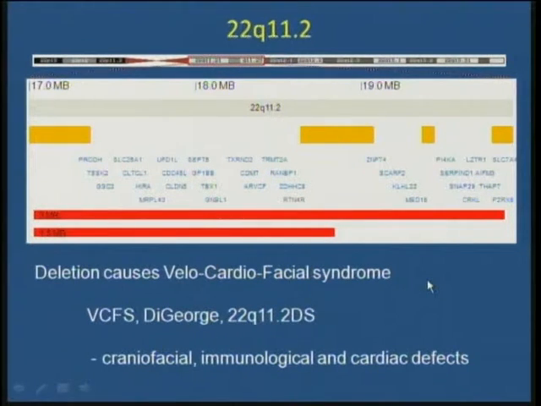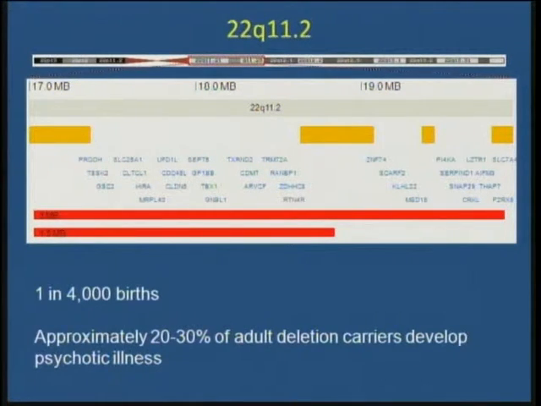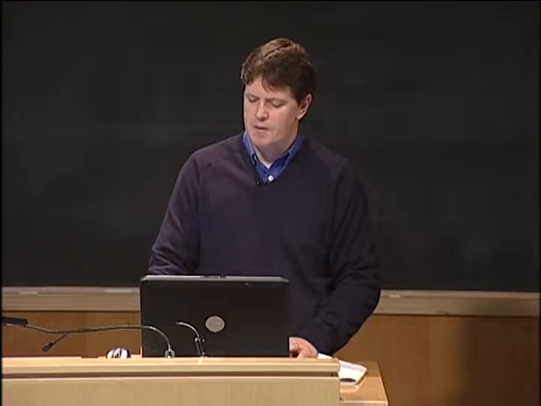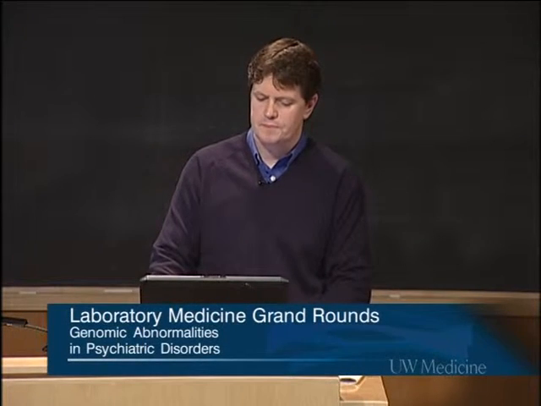Both of these deletions give rise to velocardiofacial syndrome, which is also known as DiGeorge or 22q11.2 deletion syndrome. It's characterized by craniofacial, immunological, and cardiac defects. It occurs at approximately 1 in 4,000 births. Interestingly, about 25% of adult deletion carriers develop psychotic illness, which is generally schizophrenia, but can be autism in some cases.